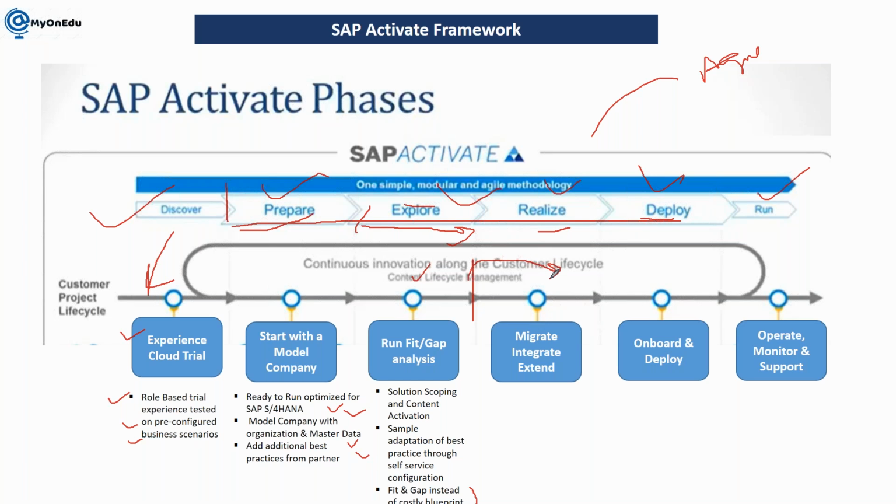Realization is the place where you are exactly configuring the system and doing the development. All these activities will be done here, and then it will be tested here. If any gap is there, then again it will be taken back to the backlog. Once it is finalized, then it will be deployed.